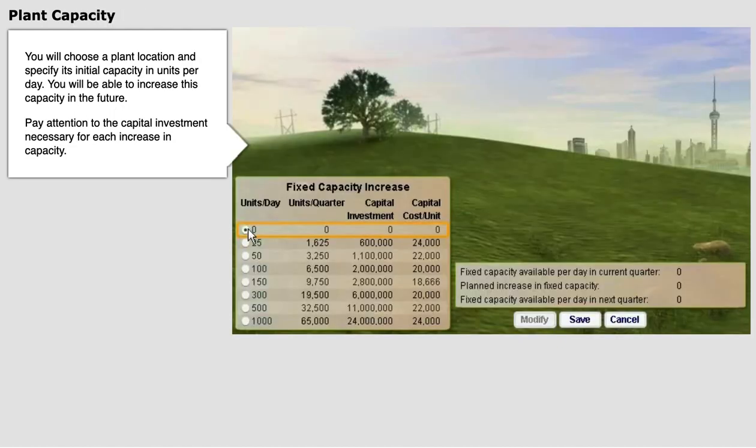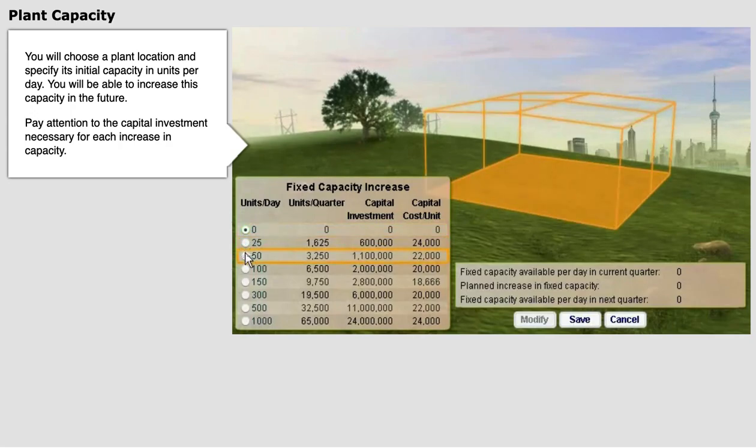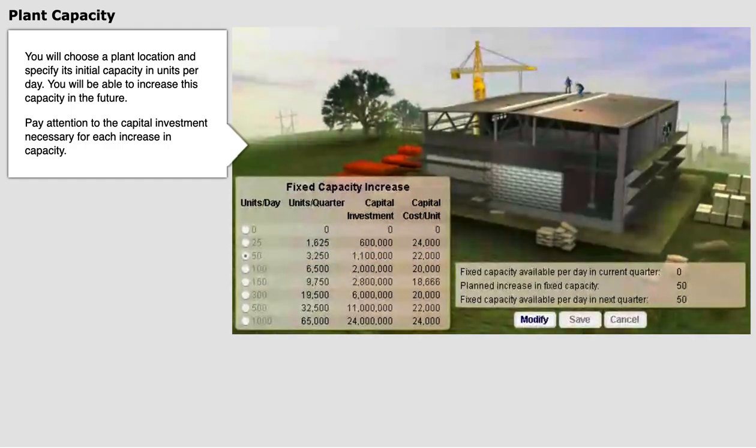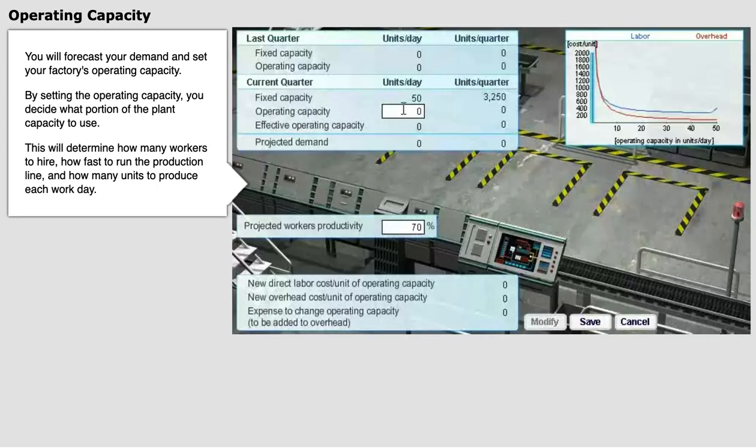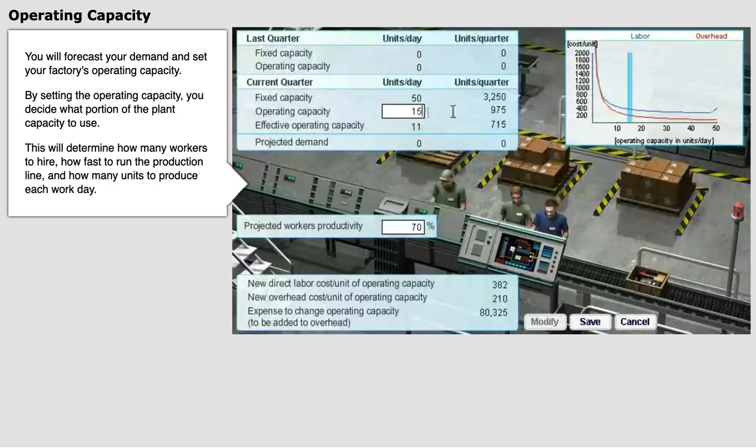You will choose a plant location and specify its initial capacity in units per day. You will be able to increase this capacity in the future. Pay attention to the capital investment necessary for each increase in capacity. You will forecast your demand and set your factory's operating capacity. By setting the operating capacity, you decide what portion of the plant capacity to use. This will determine how many workers to hire, how fast to run the production line, and how many units to produce each workday.